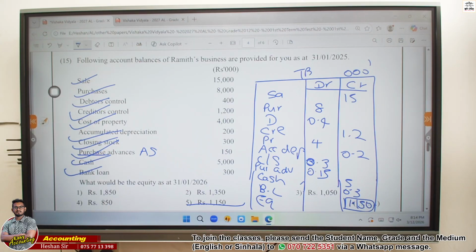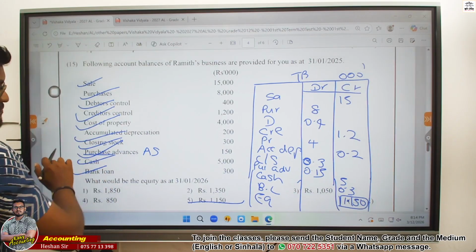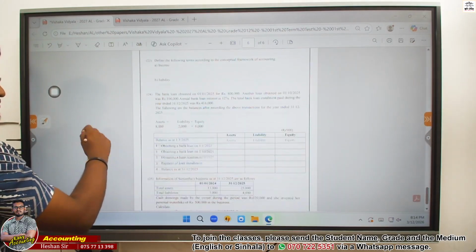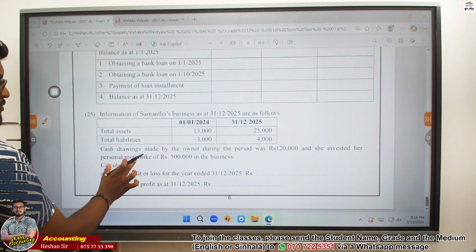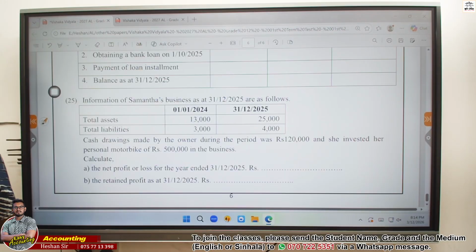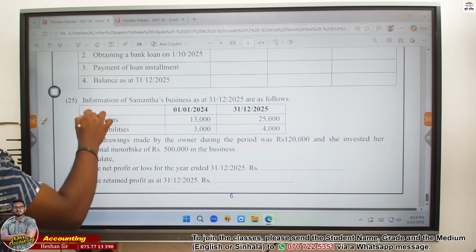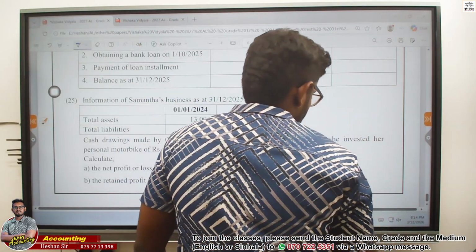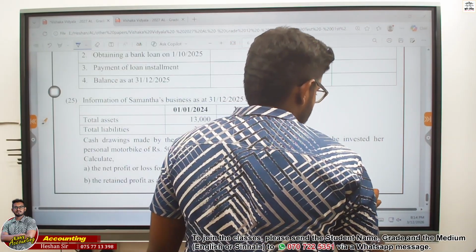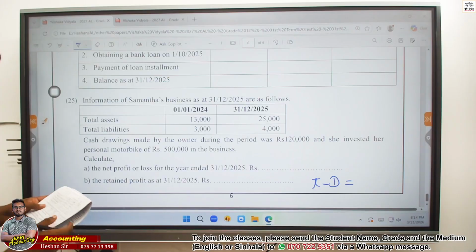Another thing, first paper question number 25, calculate the retained profit. We calculate retained profit like this. The answer should be corrected: profit minus drawings gives the retained profit.